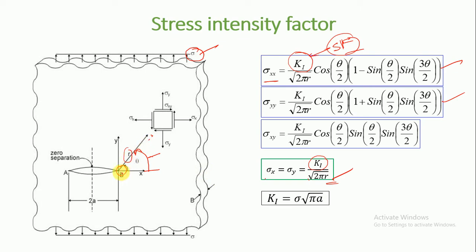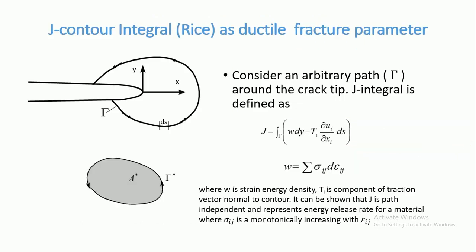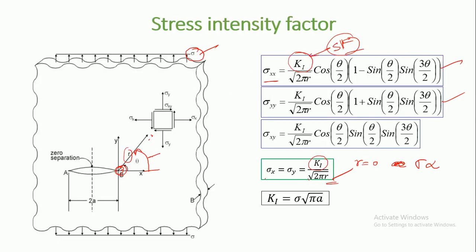And if we measure at the crack tip, that means r is 0, then sigma will become infinite. So there will be a singularity condition.